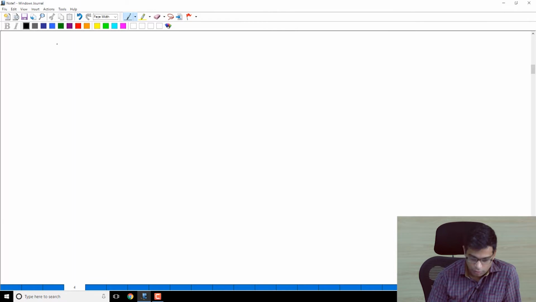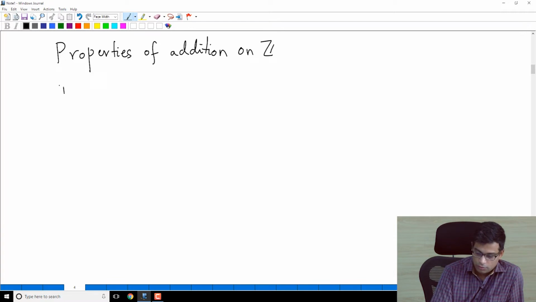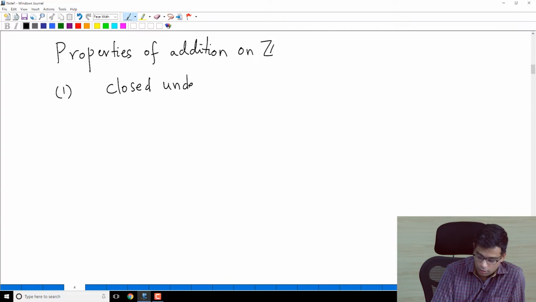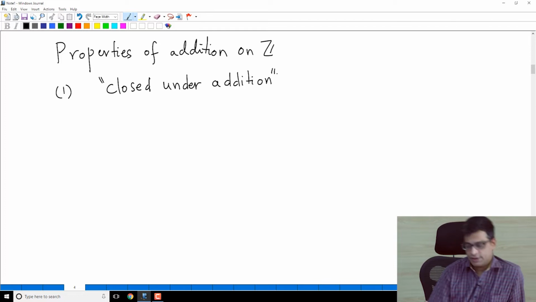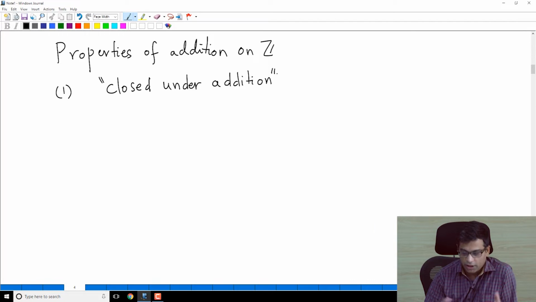So, just to recall the properties of addition on integers. 1, it is closed. I am going to use this word from now on: it is closed under addition. Whenever we say a property is closed, that means if I apply that property, I am within the same set. So, if I take 2 integers, in other words 2 elements of Z, perform addition, I land again in Z.